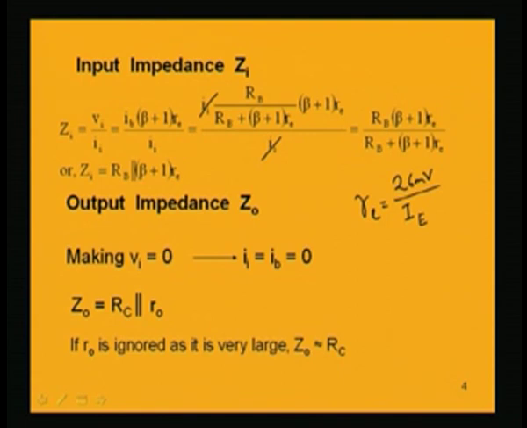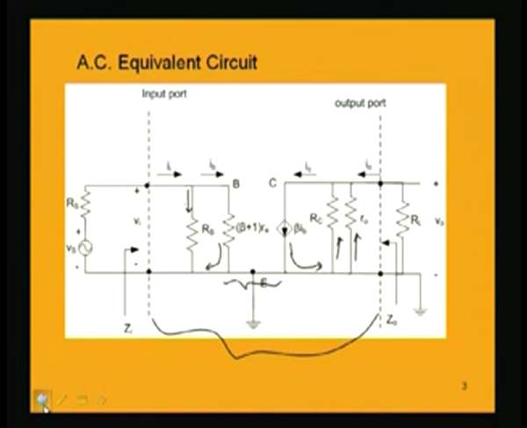That is exactly what is happening, because if we look into this expression, RB into (beta plus 1) RE by RB plus (beta plus 1) RE, it is nothing but the parallel combination of these two resistances, RB and (beta plus 1) RE. And in fact, this is very obvious. If we look into the circuit from the input terminals, there are two resistances at the input, one is RB and one is (beta plus 1) RE, both are in parallel.